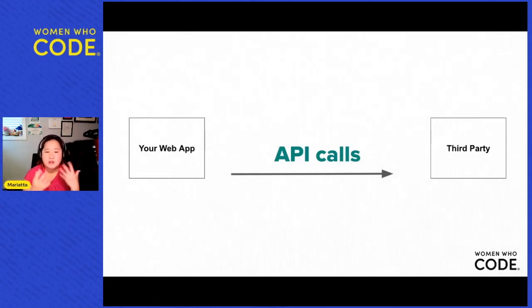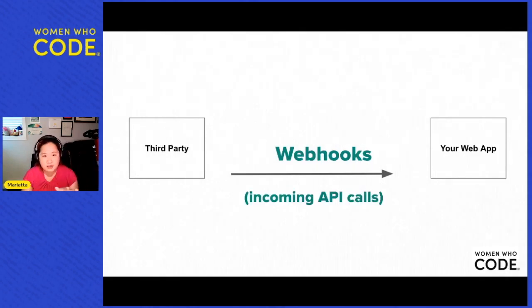What about the other way around? If you want those third-party apps to talk to you, so you want GitHub to notify you that there's a new PR, or you want something like Slack or Discord to tell you that, hey, somebody just joined a channel. Do you want to do something about this automatically? And it's all totally possible.